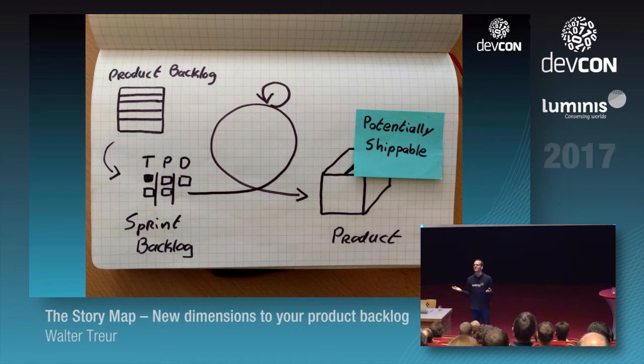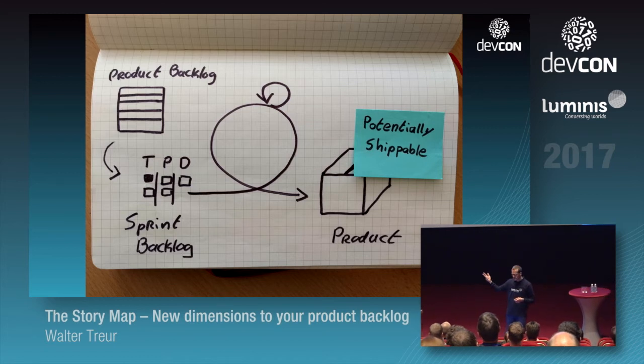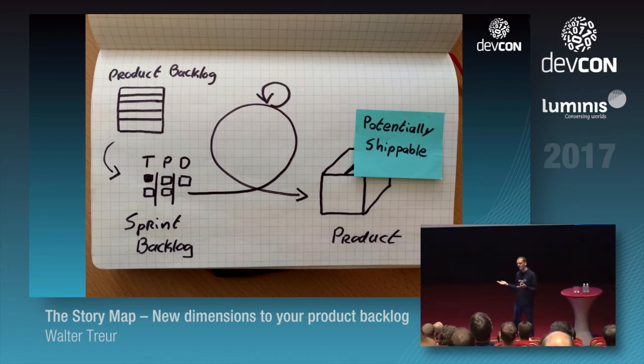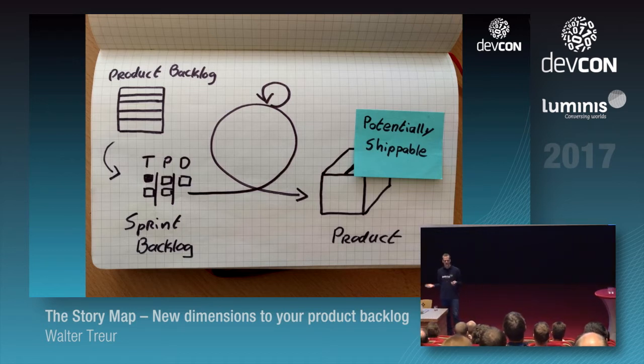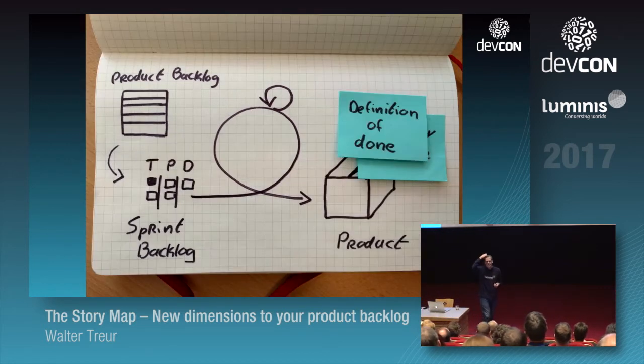What is potentially shippable? Is it we can sell it? Is it tested? Is it code reviewed? Is it whatnot? I mean, that's one of the difficult things with Scrum, how do you determine what is potentially shippable? But it usually has something to do with your definition of done, right?